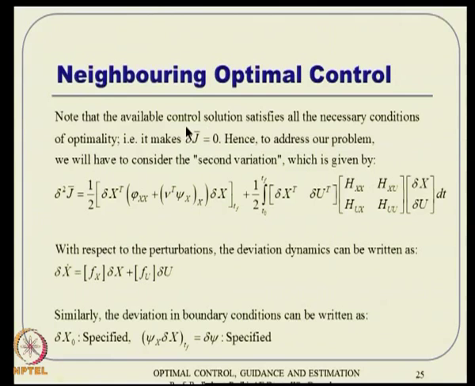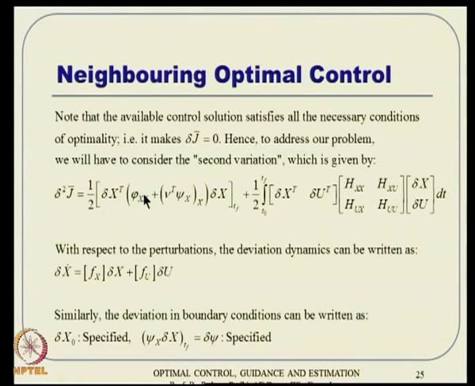Here we are interested in delta square J bar, the second order variation. First of all, note that the available control solution satisfies all the necessary conditions of optimality. That means the first variation is 0, that is already there. What you are interested in is making sure that the second variation is also minimized. So, you are interested in del square J bar, and it can be derived like this. And remember, these are all in Bryson's notation.